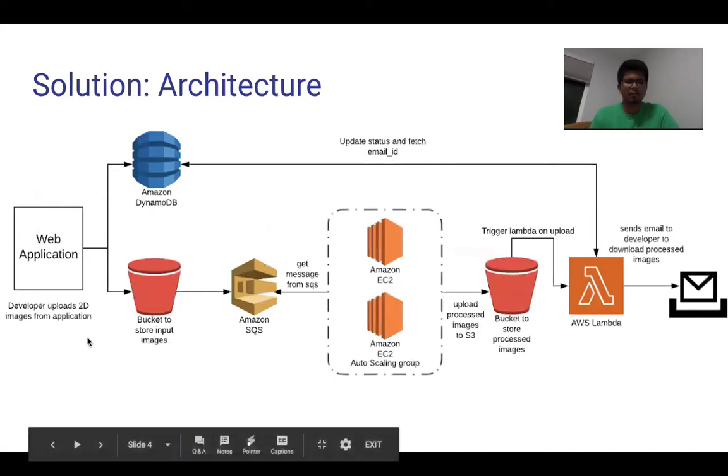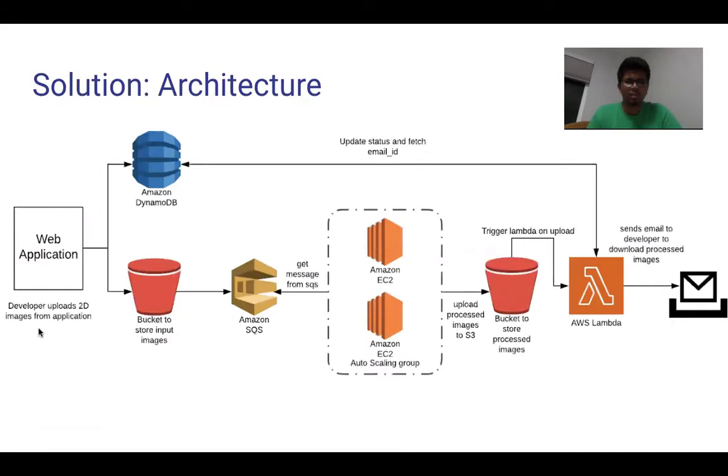So on the very left, we have a web application, which a developer of the UK app uses to upload 2D images. These are 2D images of any furniture items you can imagine, chairs, sofas, tables, etc. Once these images are uploaded, they are stored inside an S3 bucket. So this is the first form of storage of the raw input images.